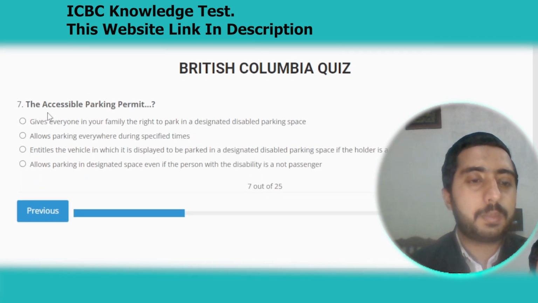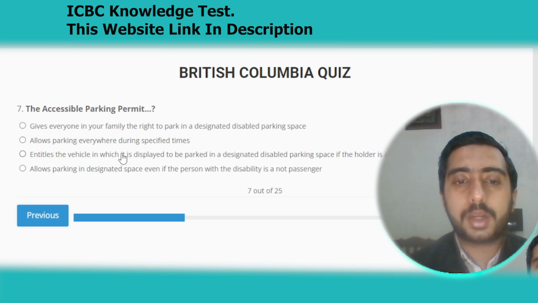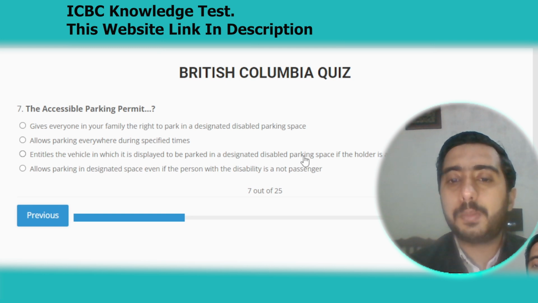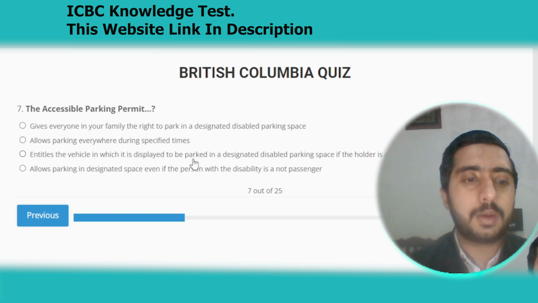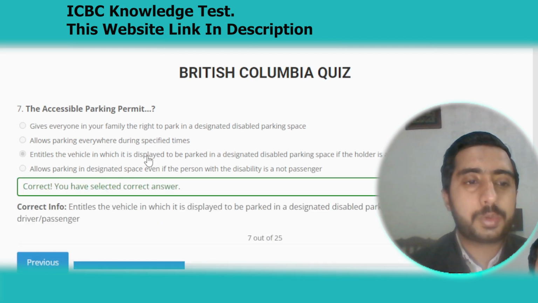Next question, question number 7. The accessible parking permit entitles the vehicle in which it is displayed to be parked in a designated disabled parking space if the holder is a driver or if it's a passenger. Option C is the correct option.